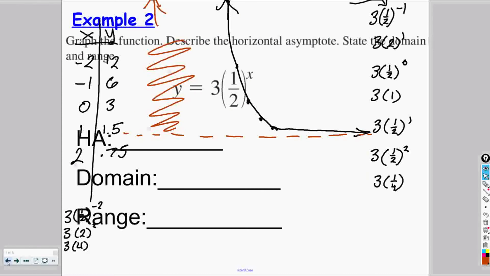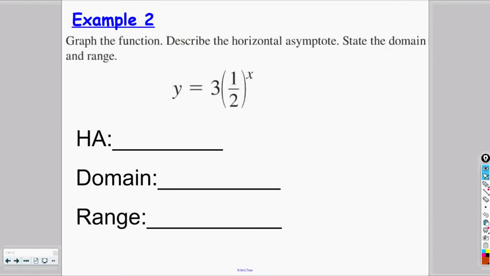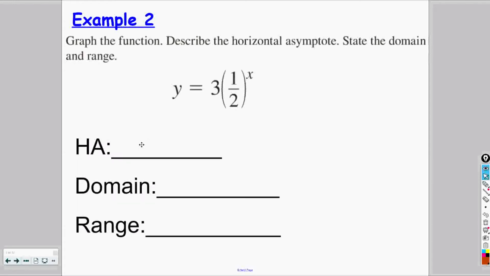So I'm going to go back and just fill that in for those that are taking notes here. There we go. So y equals 0, all real numbers, and y is greater than 0 for the range.